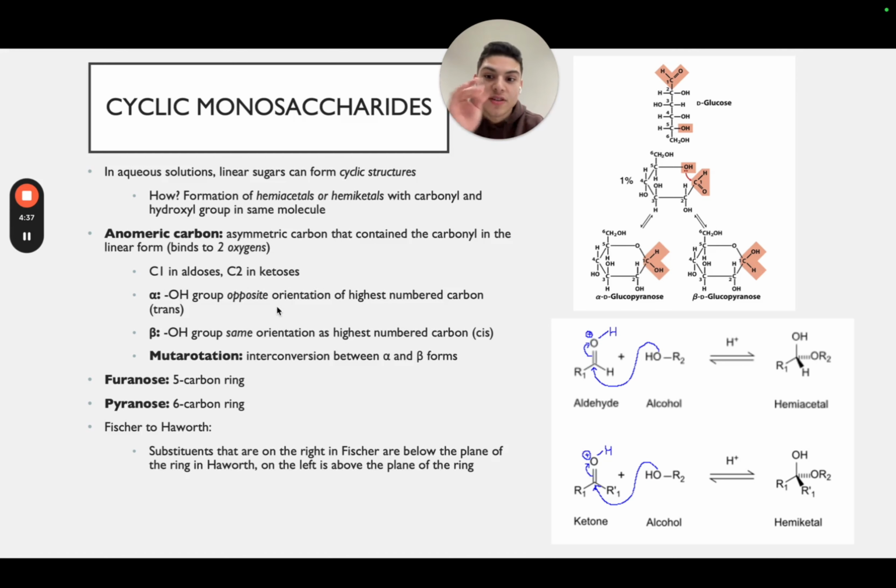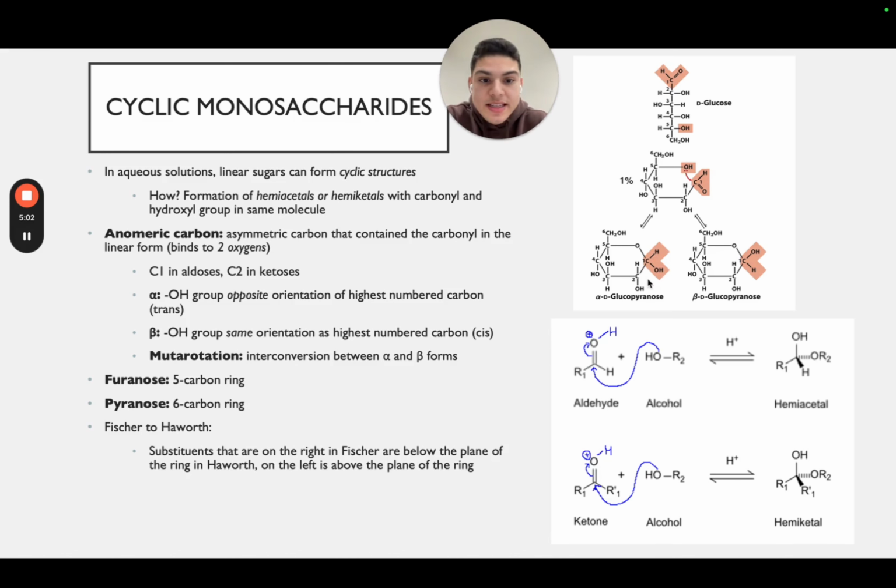But then additionally, there's alpha and beta. With anomeric carbons, you have this almost equilibrium between this state and this state, where there's a beta and alpha. All this means is that we're looking at the hydroxyl that's attached, or that would be formed when you have this anomeric carbon forming. So like the aldehyde right here, this carbonyl turns into a hydroxyl, right? Because of this intramolecular reaction.